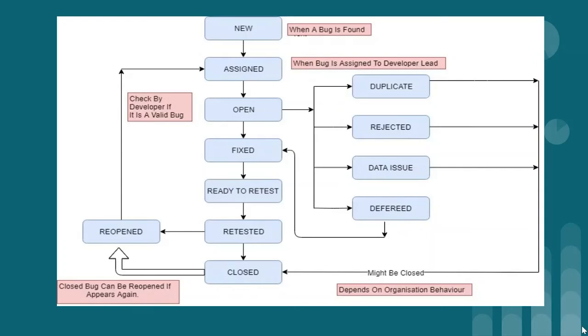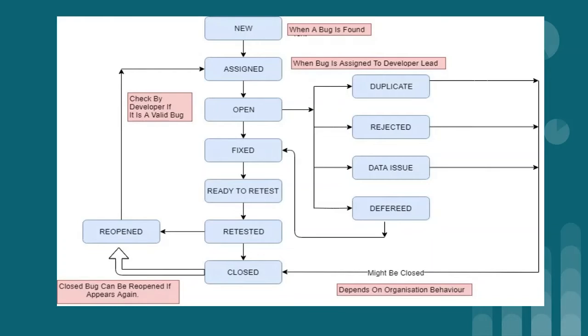Now we'll see what a defect life cycle is. What do you understand by defect life cycle? Defect life cycle is a flow where we can see where the defect goes throughout its journey, from when we open the defect until we close it. There can be many statuses in between, so we will discuss those.